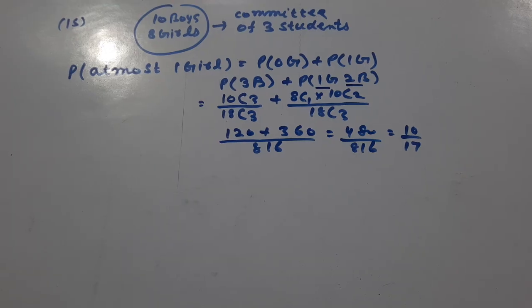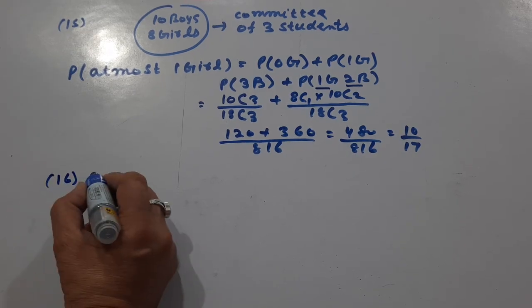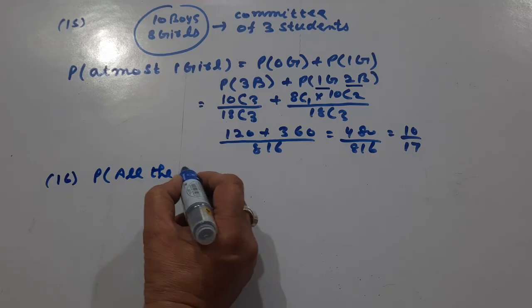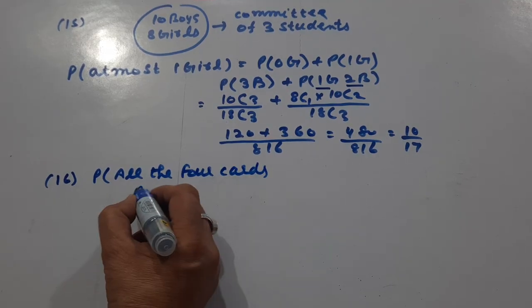Now the 16th question. 4 cards are drawn at a time from a pack of 52 playing cards. Find the probability of getting all the 4 cards of the same suit. Probability that all the 4 cards are of the same suit.